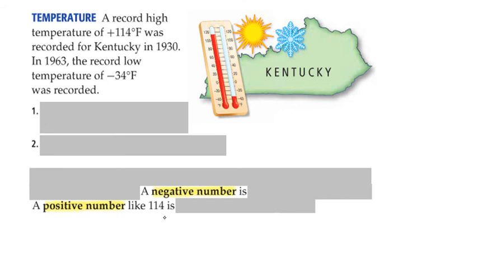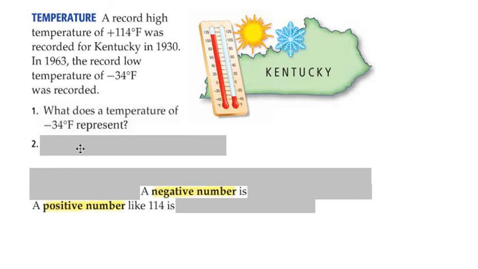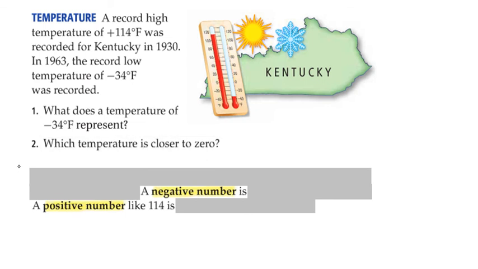It says a record high temperature of 114 degrees Fahrenheit was recorded in Kentucky in 1930. In 1963, the record low temperature was negative 34 degrees Fahrenheit. Question is, what does a temperature of negative 34 degrees represent, and which temperature is closer to 0?